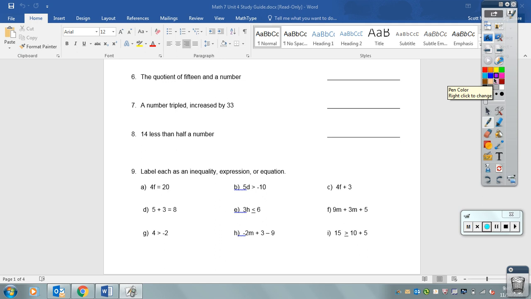Number 6, we're looking for the word "is". There is no "is", so it's going to be an expression. The quotient, which means division, not multiplication, the quotient of 15 and a number. Could you have done k over 15? No. Could you do k divided by 15? No.